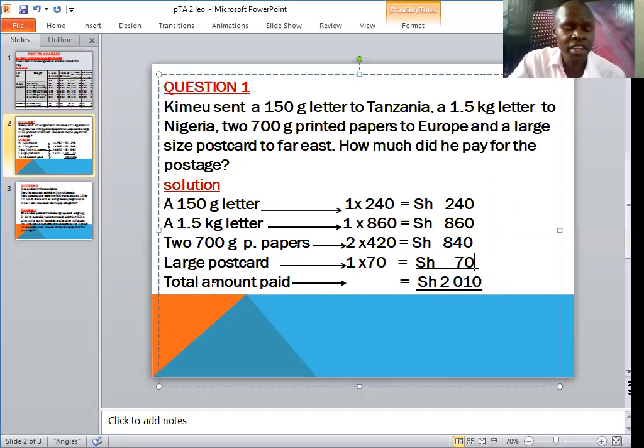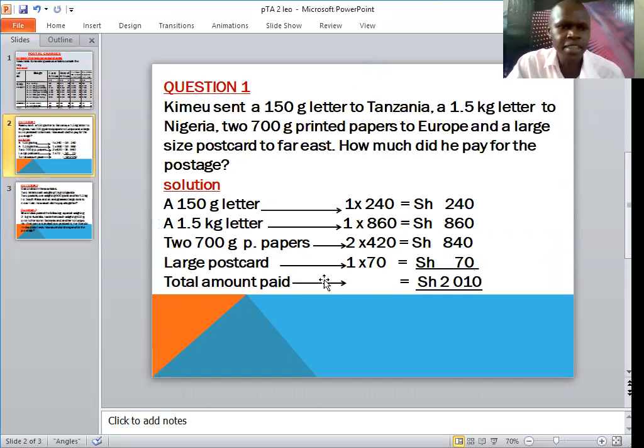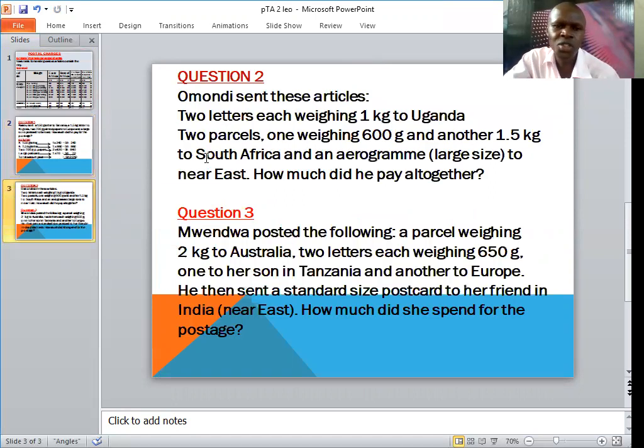One, you identify the article. Is it 1 or 2? Next one, you are supposed to be very keen with the destination. After that, this one becomes our answer. Now, we have these two questions here, question 2 and question number 3. You read the questions, we can read together.